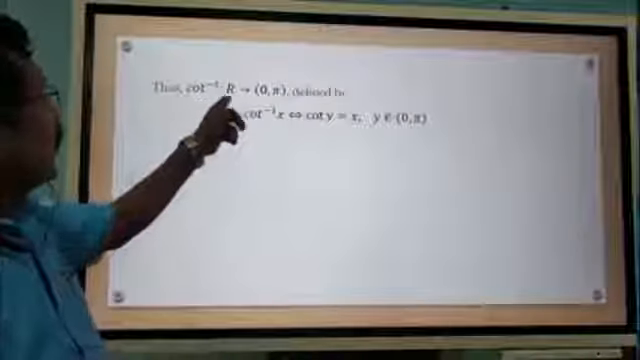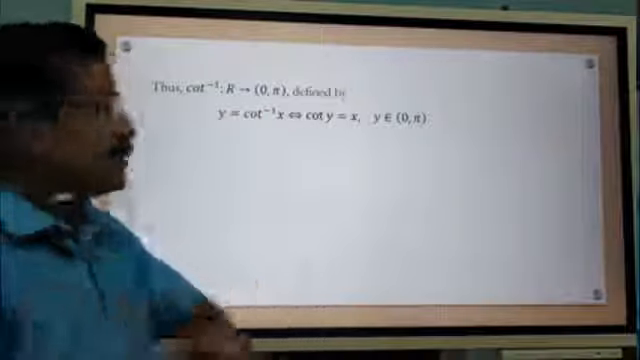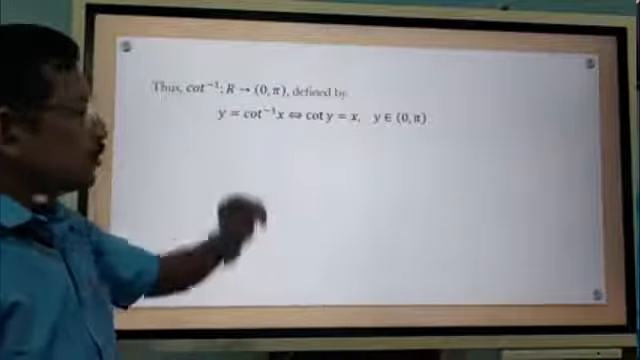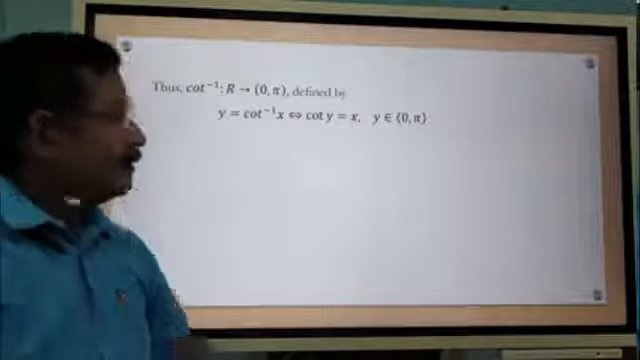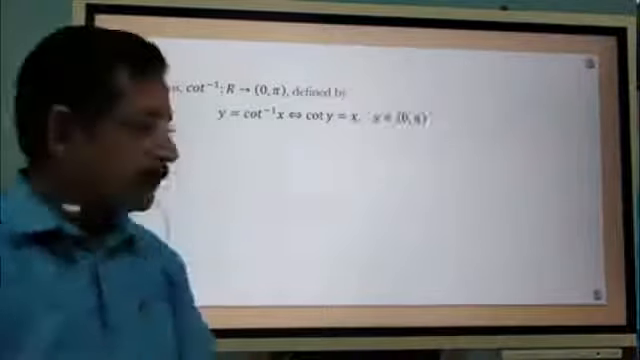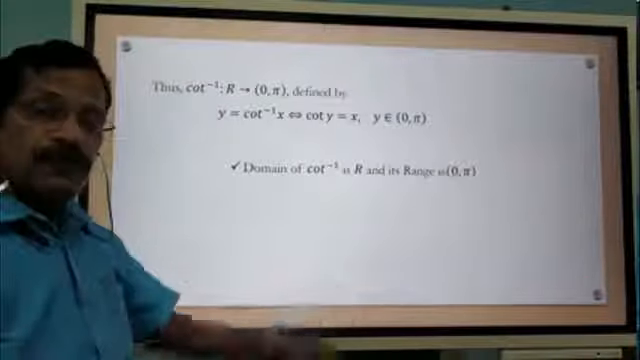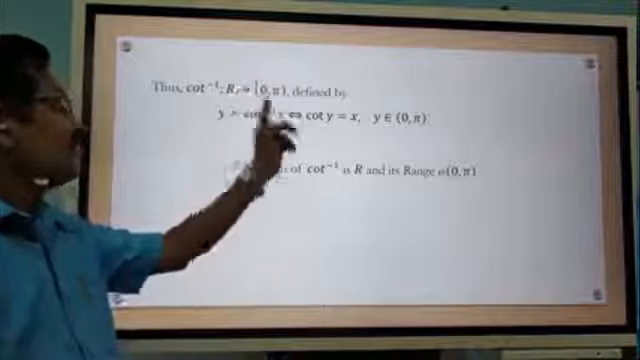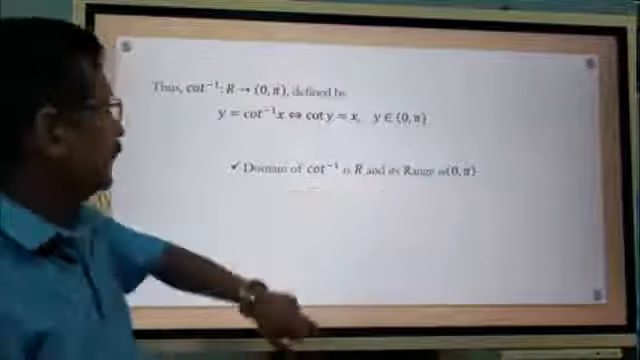The cot inverse from R to (0, pi), the range and domain interchange, is defined by y equals cot inverse of x implies and is implied by cot y equals x, where y is an element of (0, pi). The important points: the domain of cot inverse is R and the range is the open interval (0, pi).